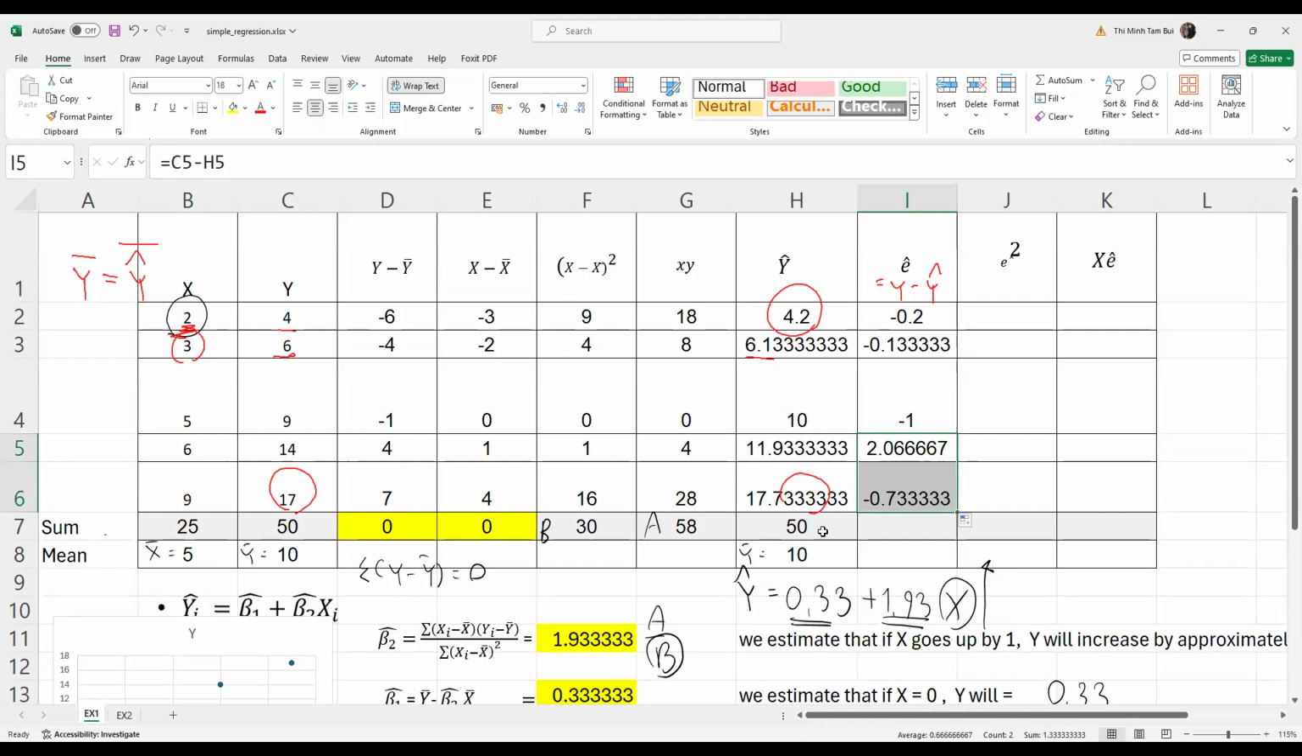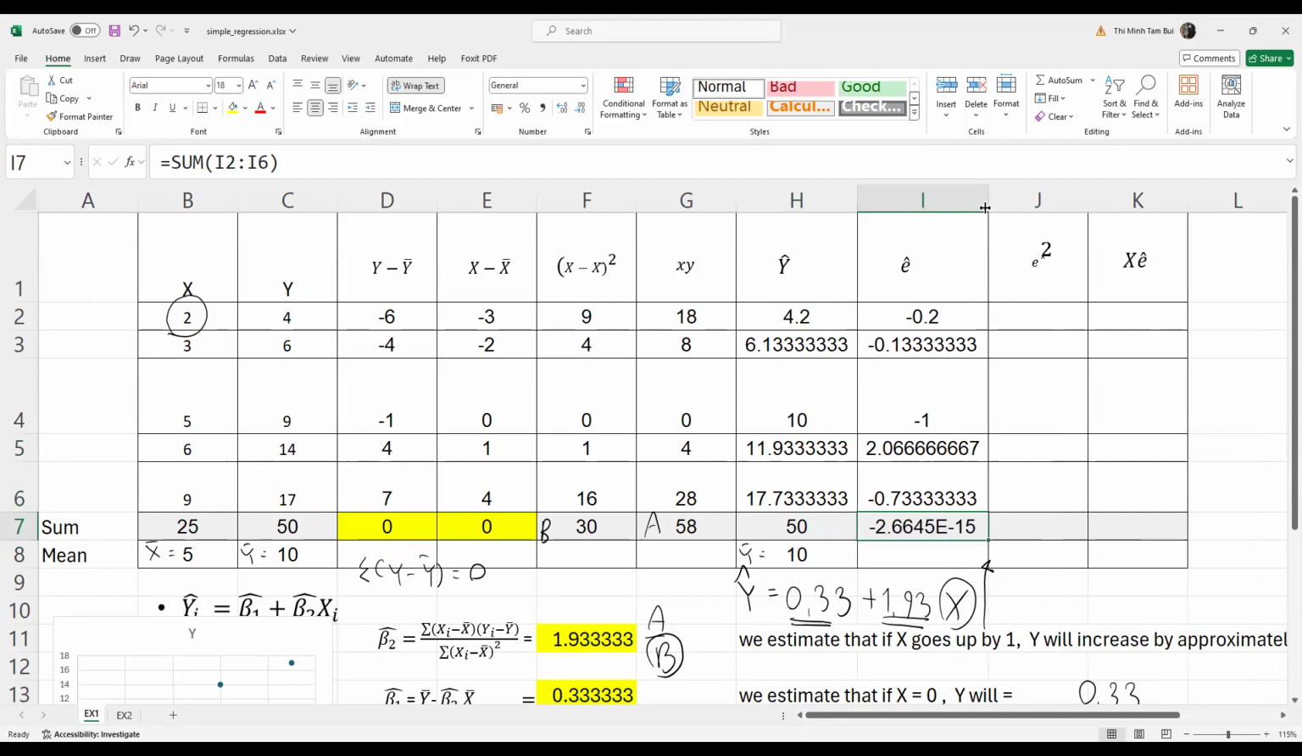And then again, sum it. You may not be familiar with this one. This is e minus 15. It means 0.000000 with 15 zeros. So I highly recommend you go to the Home tab, click on the number format here, and choose 0.